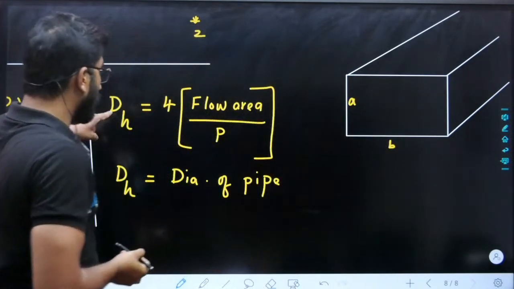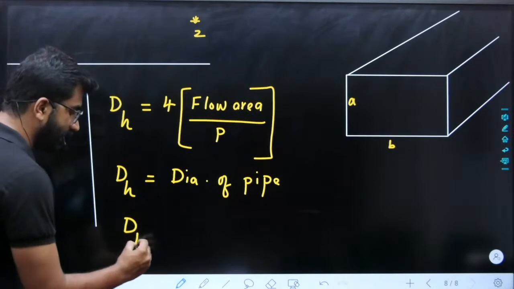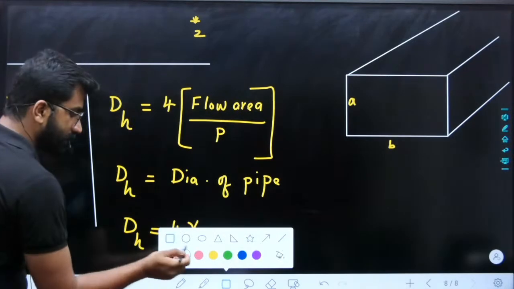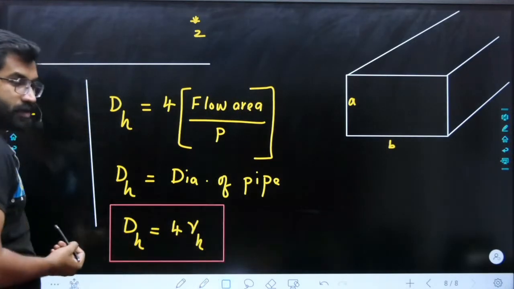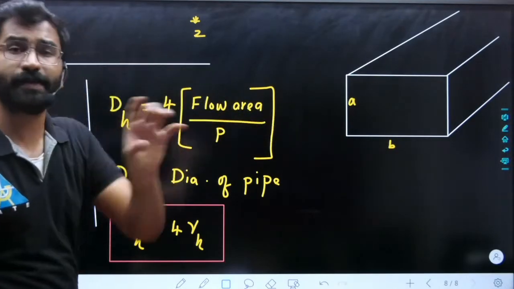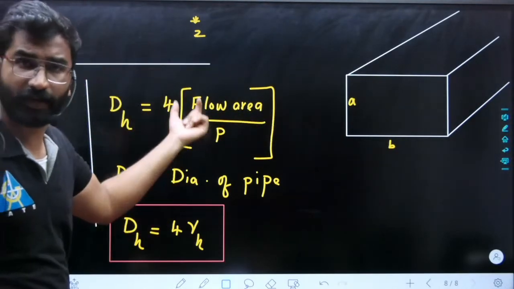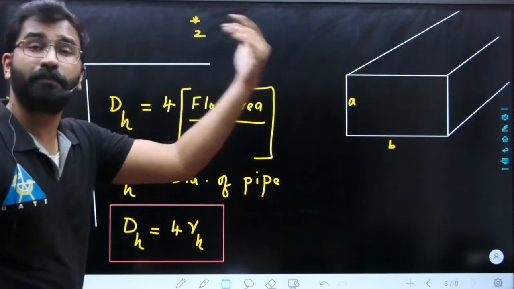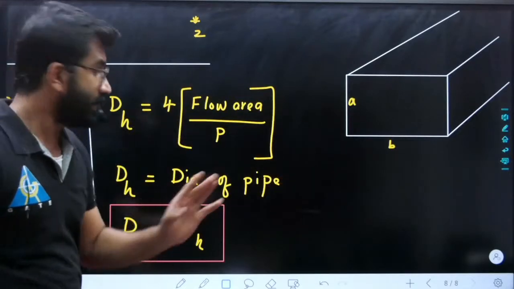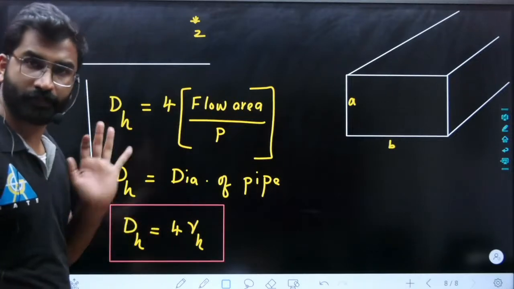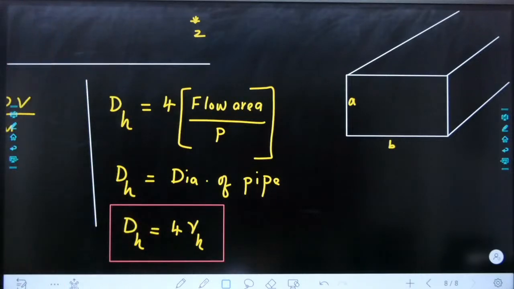Now, always remember your hydraulic diameter is 4 times hydraulic radius. Because in your question they can ask you hydraulic radius, sometimes they can ask you hydraulic diameter. So read the question properly: if it is diameter, the equation will be different; if it is radius, it will be different. It is not divided by 2 or multiplied by 2, don't do that. So this 4 into hydraulic radius is the equation. Always check whether it is radius or diameter before answering.